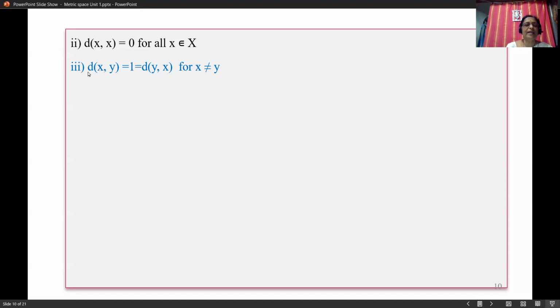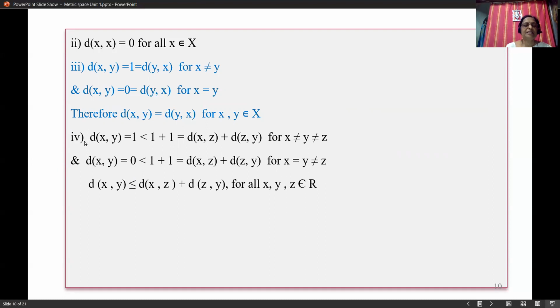For x not equal to y, d of xy is equal to 1. At the same time, d of yx is also 1, and therefore d of xy is equal to d of yx. And d of xy is equal to 0 is equal to d of yx for x equal to y. So altogether, d of xy is equal to d of yx. And this is true for all x, y belonging to X. Last condition, d of xy. So again, we have to consider x not equal to y.